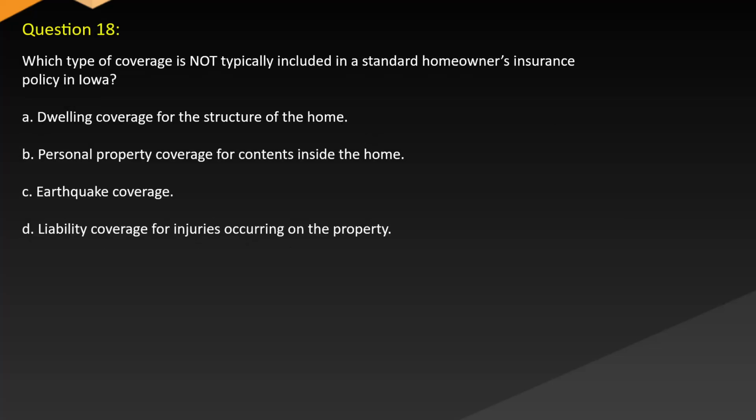Question 18. Which type of coverage is not typically included in a standard homeowner's insurance policy in Iowa? A. Dwelling coverage for the structure of the home. B. Personal property coverage for contents inside the home. C. Earthquake coverage. D. Liability coverage for injuries occurring on the property.